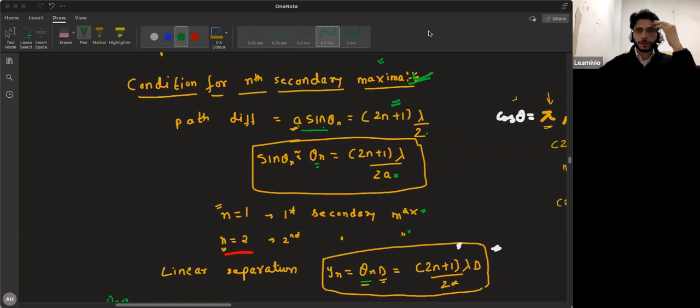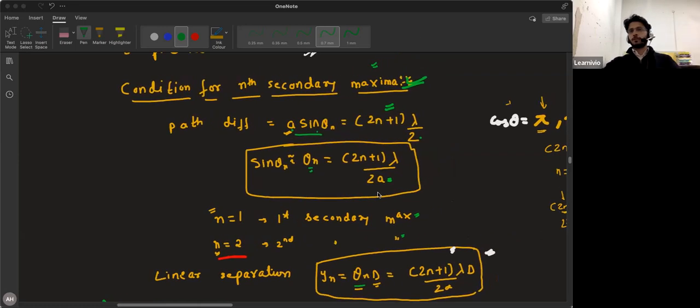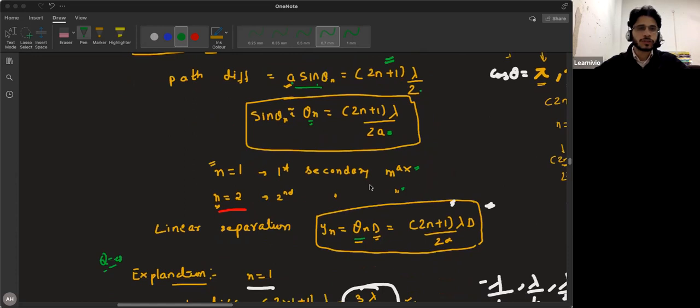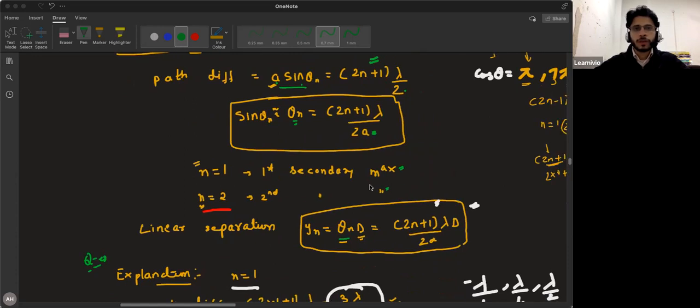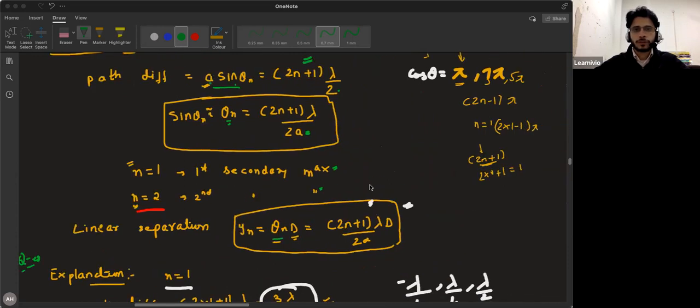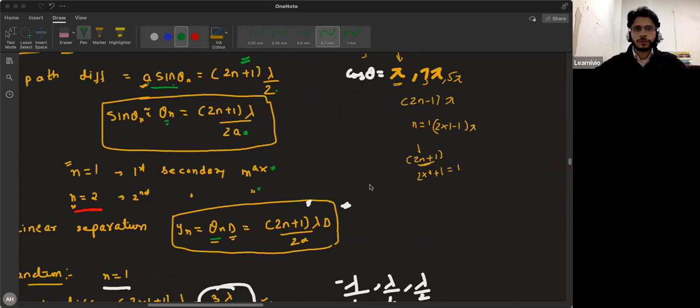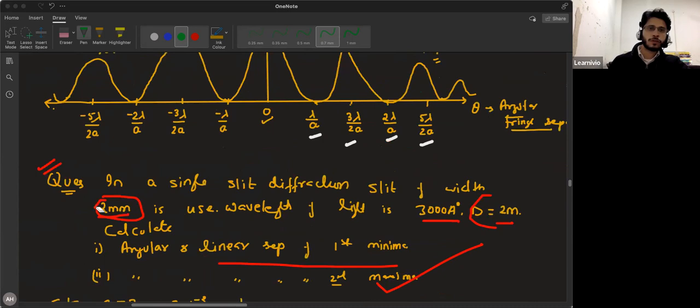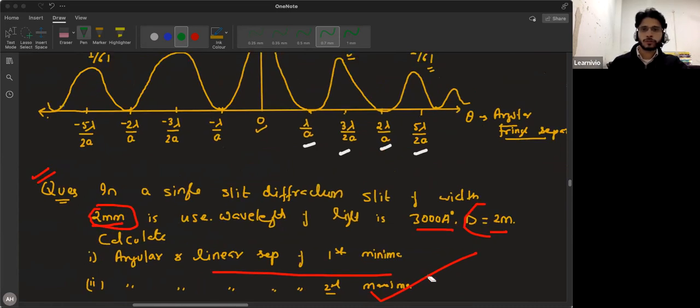Yes, sir. Okay, good. So these are the major relations that we will be using in numericals. So let's start with numerical and then we will come to these conceptual questions later on. Note down the question. So this is just a formula based question.